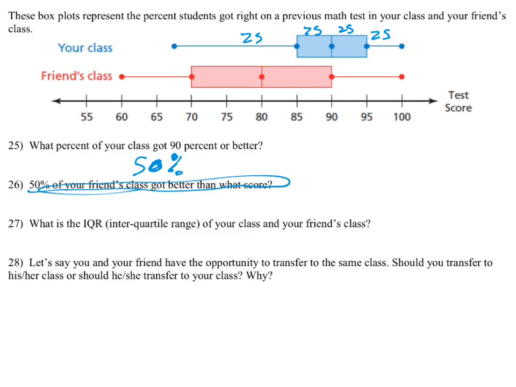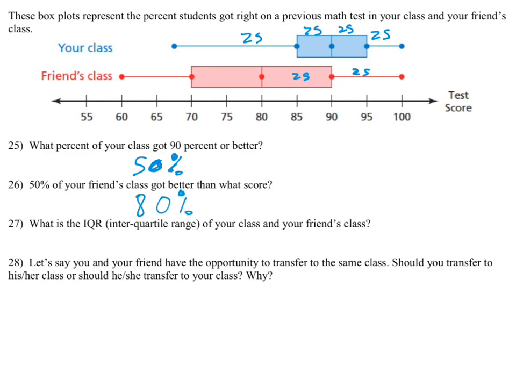50% of your friend's class got better than what score? Well, again, each section is 25%. And we want 25 and 25 to make us 50%, which is greater than this score here, which is 80. Score. I guess it doesn't say it's percent, but I guess it is if you read it up top.